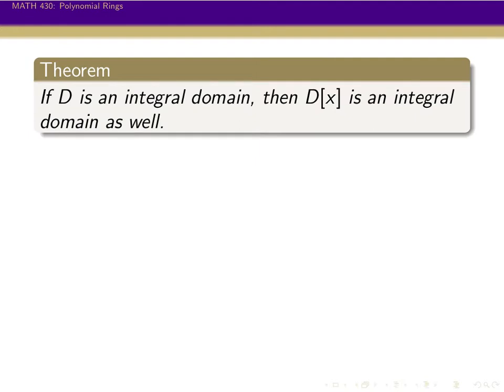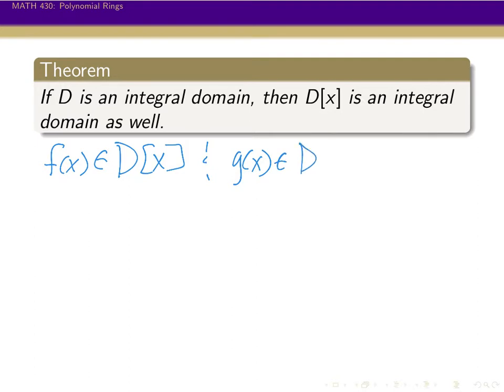Okay, so first of all, if D is an integral domain, then the ring of polynomials over D is going to be an integral domain as well. So why is this true? Let's let f of x be in D[x], and g of x also be in D[x], and these are both non-zero.